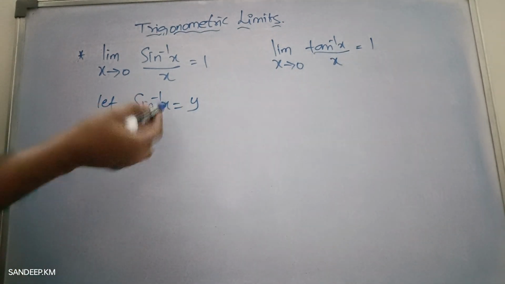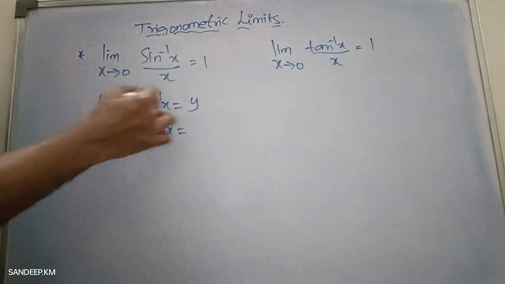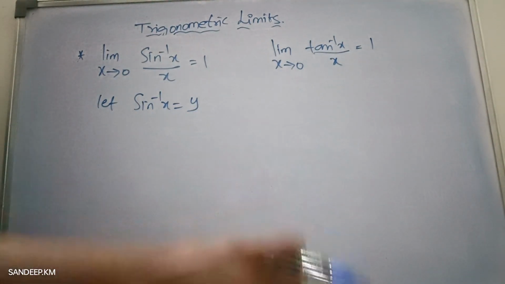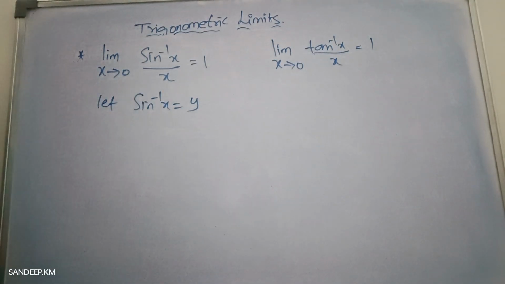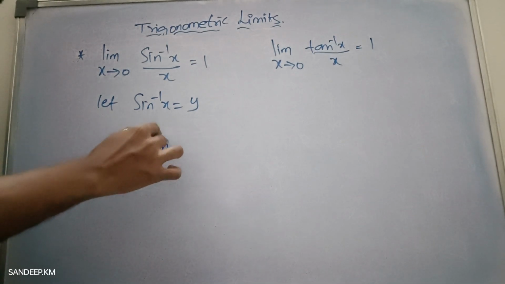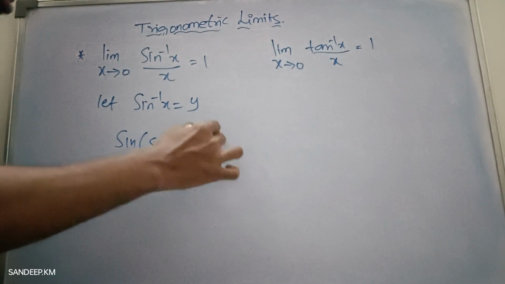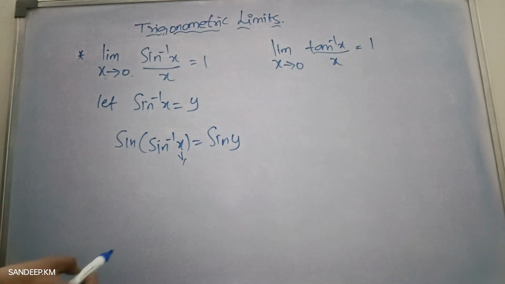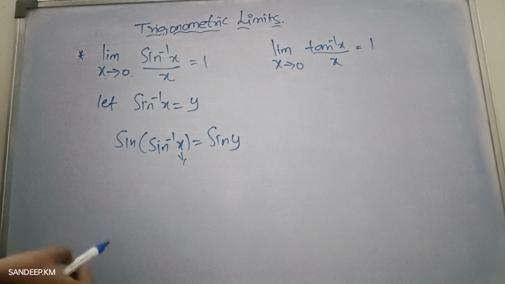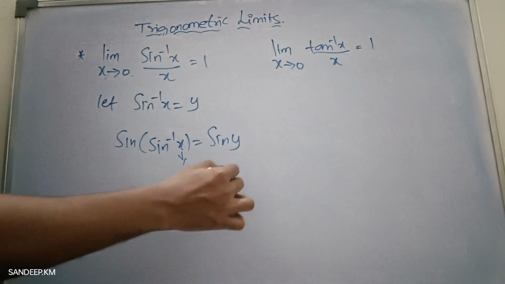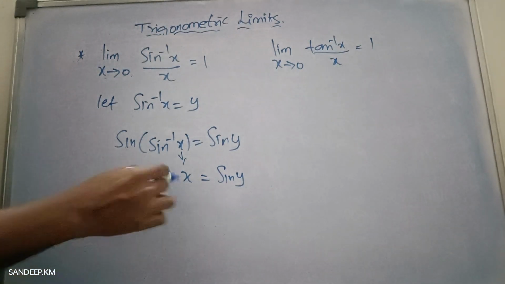Then we can say that x is equal to sin y, but actually what happens is we will apply sin on both sides. Sin of sin inverse x equal to sin y. And observe, x is approaching 0, so x is between minus 1 and 1 only. We can ignore sin and sin inverse. So you will get x is equal to sin y.